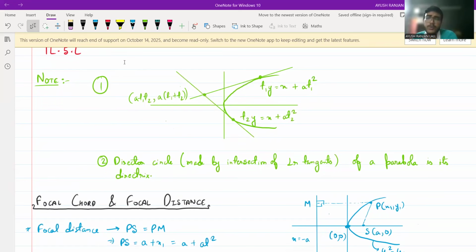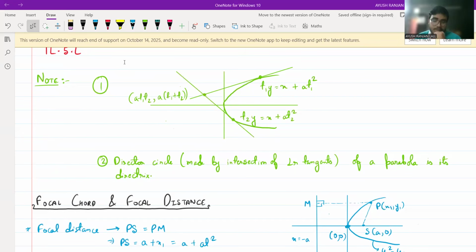If you have two tangents and they intersect at a point, that intersection point is written as (a t1 t2, a(t1 plus t2)). Remember this. What are the equations? t1 y equals x plus a t1 square, and the second is t2 y equals x plus a t2 square. So their point of intersection is (a t1 t2, a(t1 plus t2)). Remember this, it is important. The things written in green color are important.